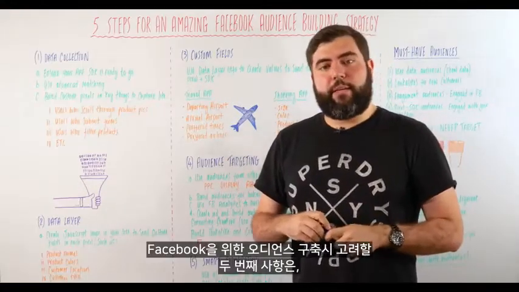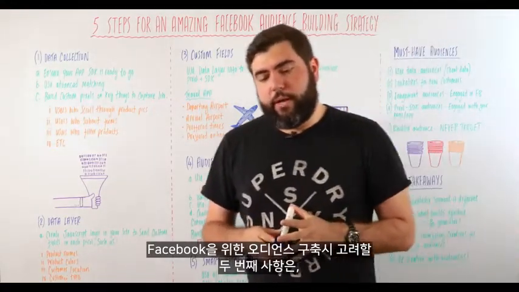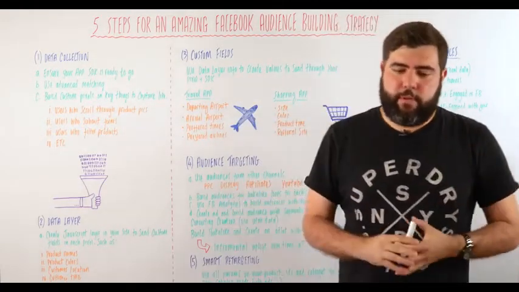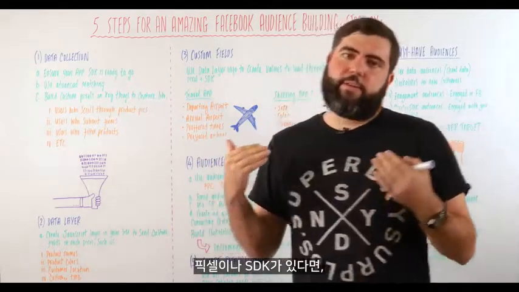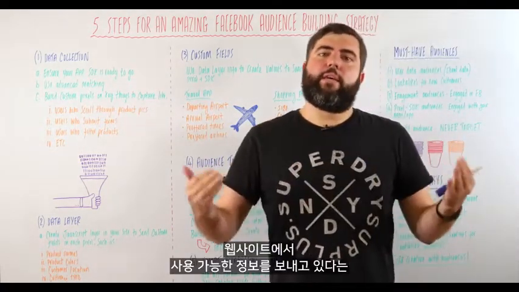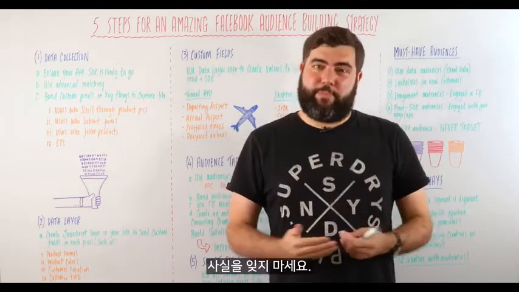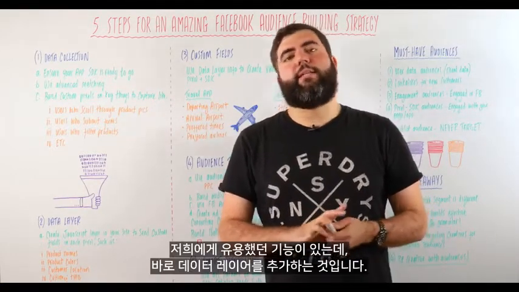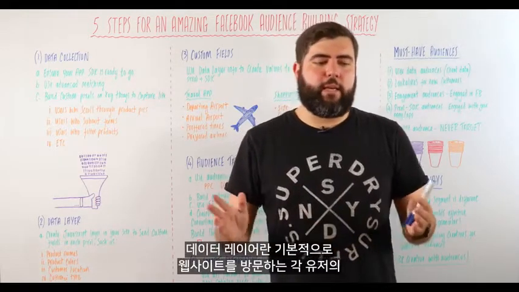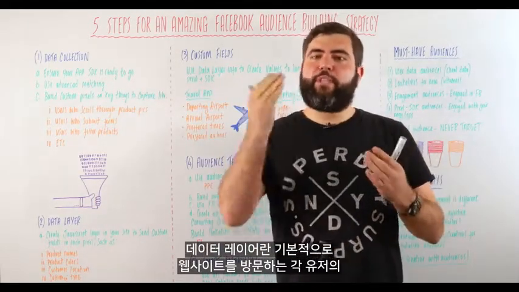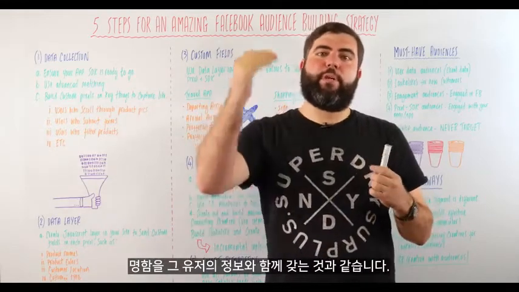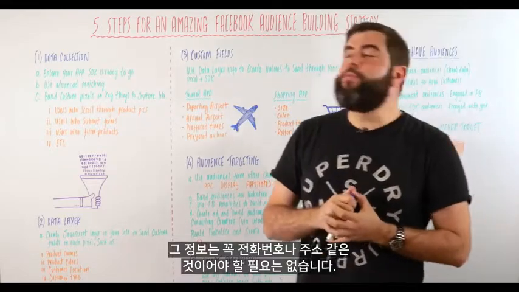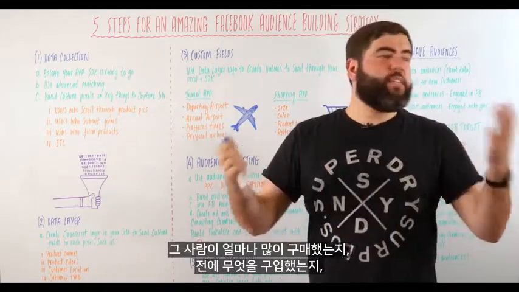The second big thing to take into account when building audiences for Facebook is which is the data you can send to Facebook. Let's not forget when you have a pixel or the SDK, you're sending the information that is available at that moment in the website. There is one thing that helped us a lot, which is to add a data layer. So data layer is basically like having a business card of each user that visits your website with the information you have of them. That information doesn't necessarily need to be the phone number or the address. It can be how many times they bought.